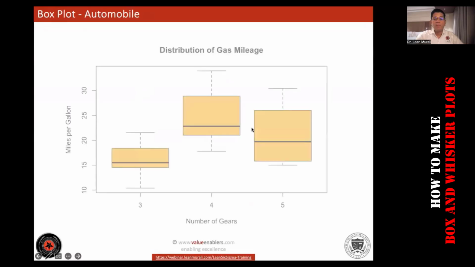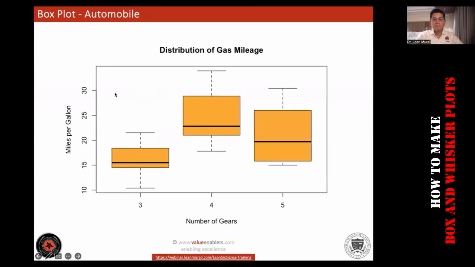Now let's see automobiles. Number of gears, miles per gallon. There is a 3-gear vehicle, 4-gear vehicle, and 5-gear vehicle. Which geared vehicle will give more miles per gallon? 4-geared vehicle. Okay, the second one. All of you are typing 2 because you meant the second one. And which geared vehicle is showing a lot of variability in miles per gallon? The 5-geared vehicle, right?